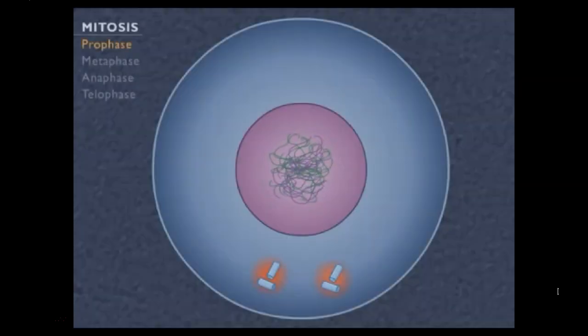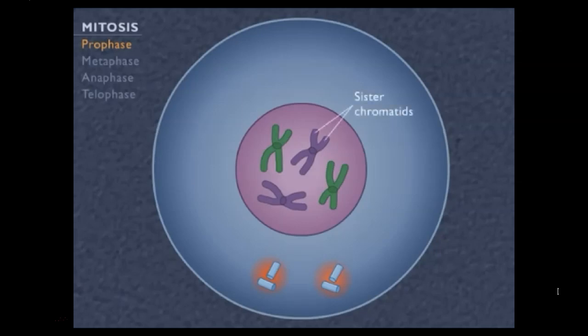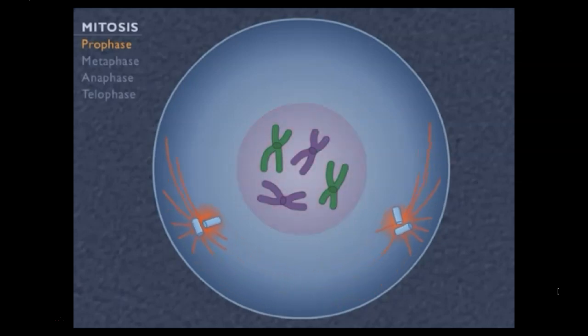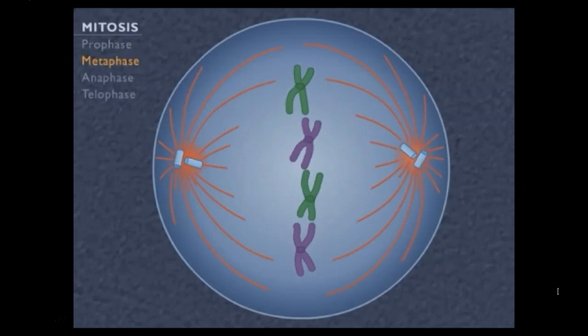During prophase, the chromosomes become visible and condense, becoming shorter and thicker. Each identical copy of a single chromosome is called a sister chromatid. The nuclear envelope breaks down and spindle fibers form as microtubules grow out of the centrioles that move to opposite poles of the cell. During metaphase, the double-stranded chromosomes line up along the equator of the cell.